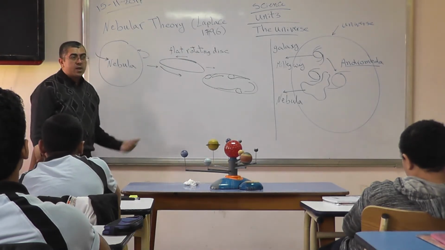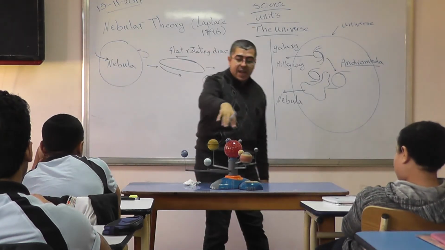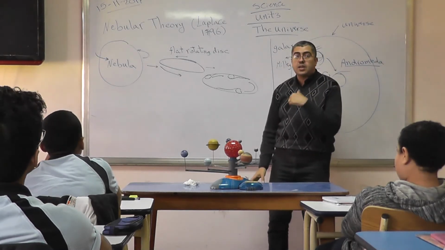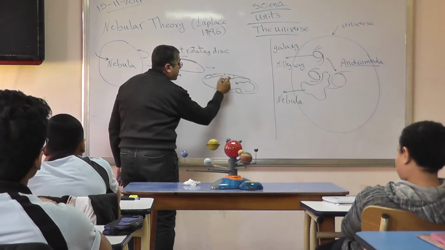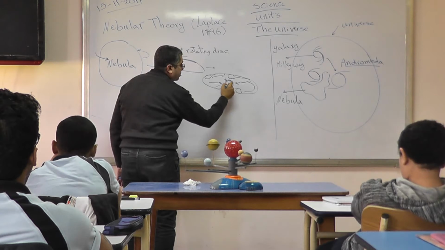Now, where is the sun? We have the solar system, with the sun in the center and the 8 planets rotating around it. The sun is formed from the remains of the material that concentrated in the center here.